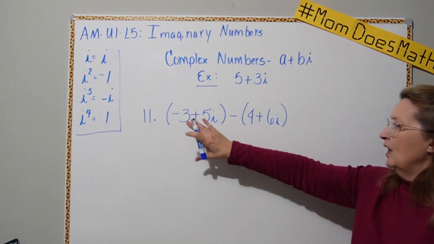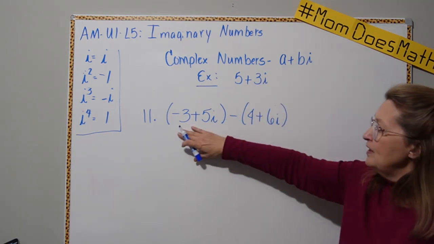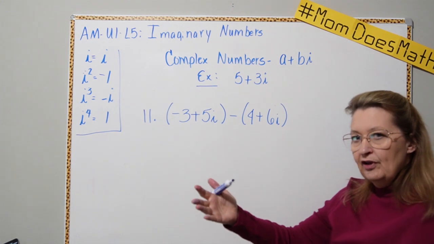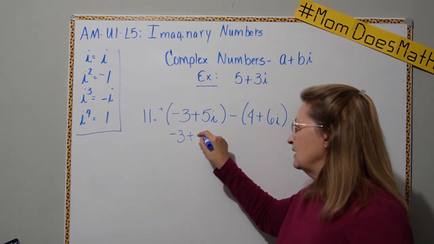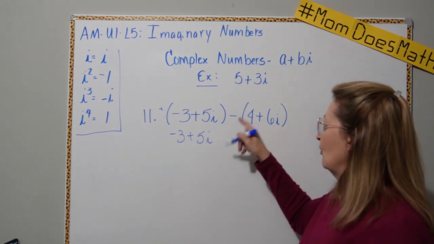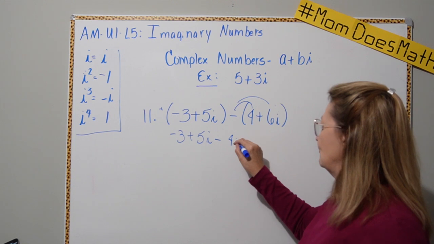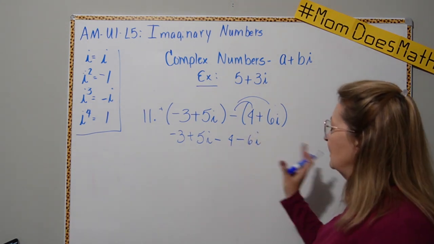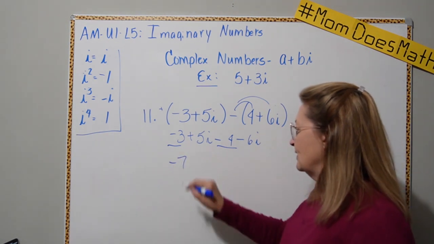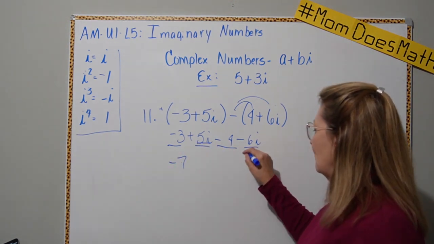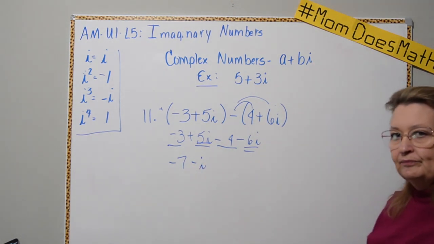Okay, here's number 11. We got negative 3 plus 5i minus 4 plus 6i. Now, this one, you're distributing what's in front of these sets of parentheses. This one is positive, so nothing changes here, but on this one you have to distribute the minus sign. So that's going to give you 4 minus 6i. Other than that, it's just straightforward. Minus 3 minus 4 gives you minus 7, and plus 5 minus 6i is going to give you minus i. You don't have to put the 1, okay?